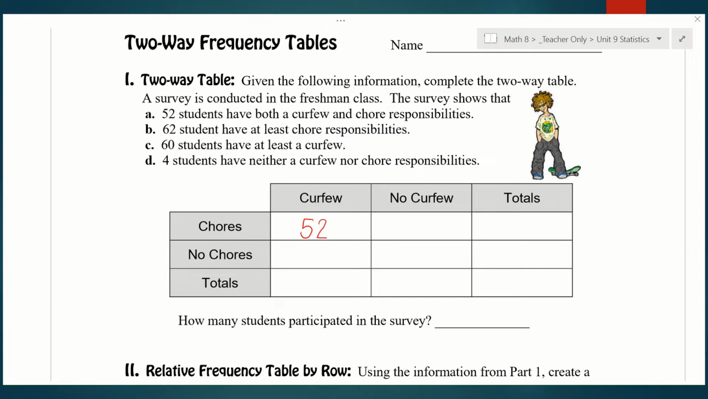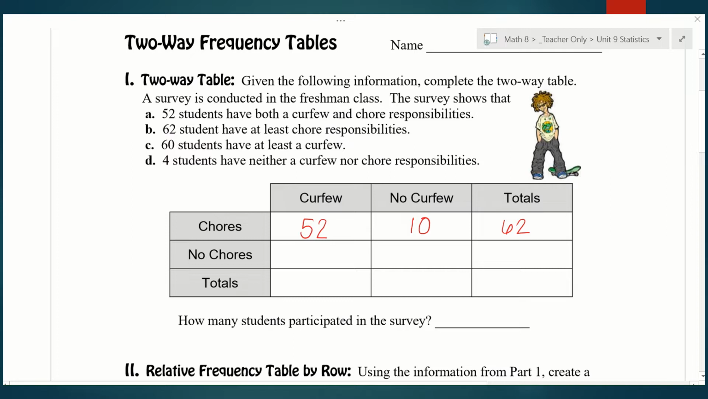When it says that, it means that 62 people for sure have to do chores, but may or may not have a curfew. And so that implies that that's our total for chores, which means we can fill in right away that we would know 10 do not have a curfew.